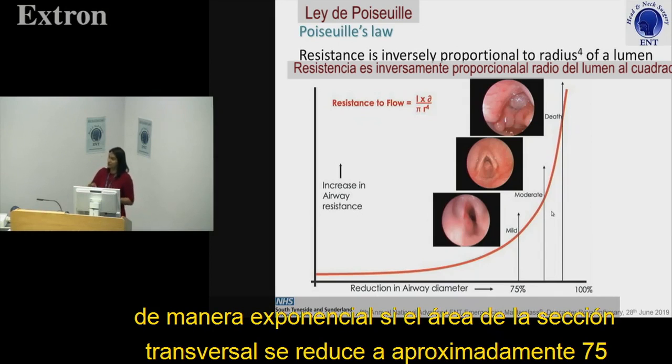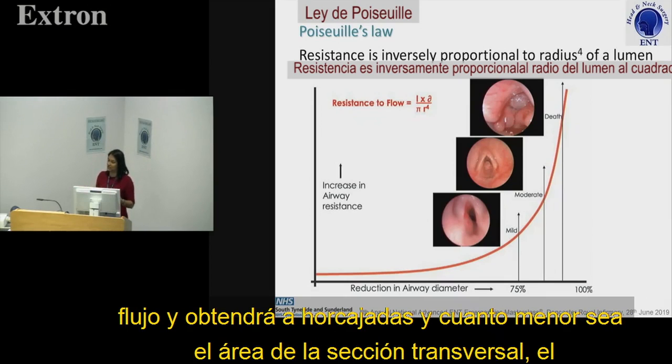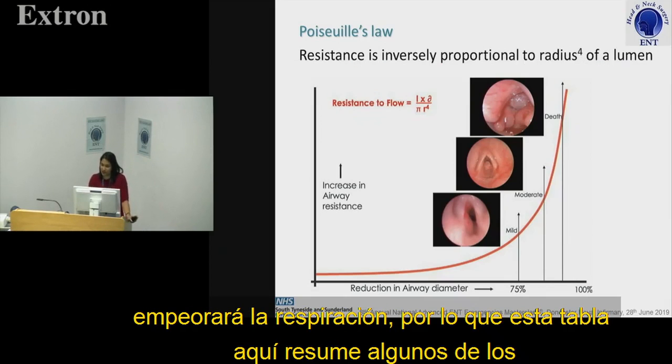If the cross-sectional area reduces to about 75%, at that stage you will start getting a lot of turbulence of airflow and you get stridor. And the smaller that cross-sectional area, the worse the breathing will get.